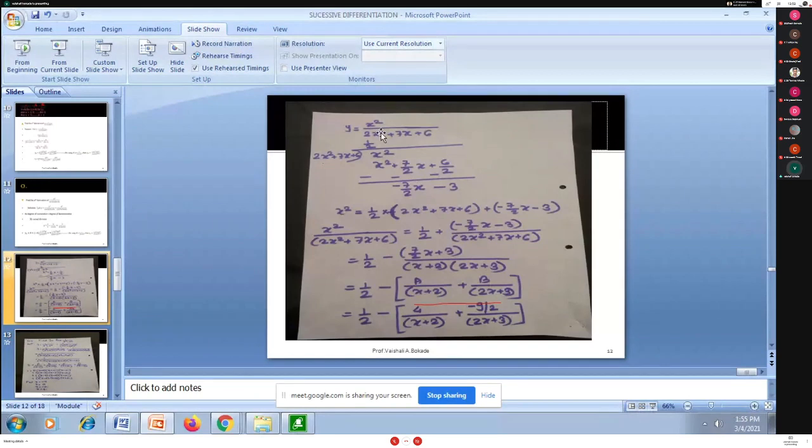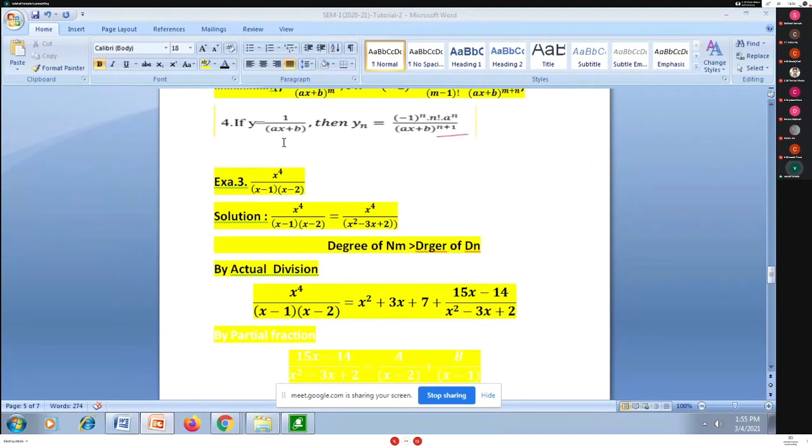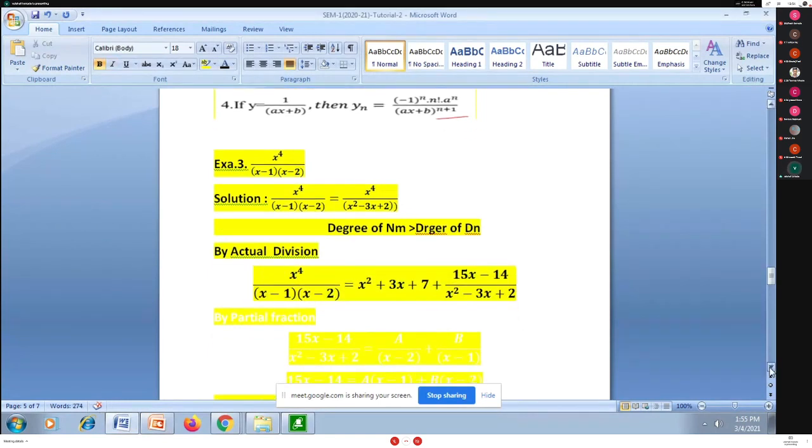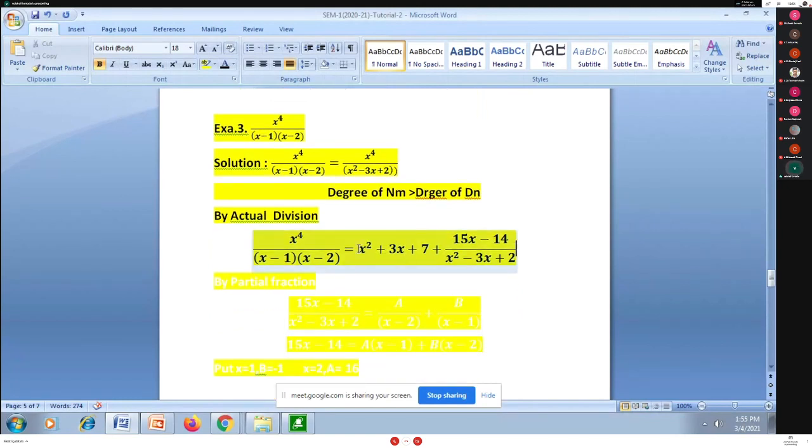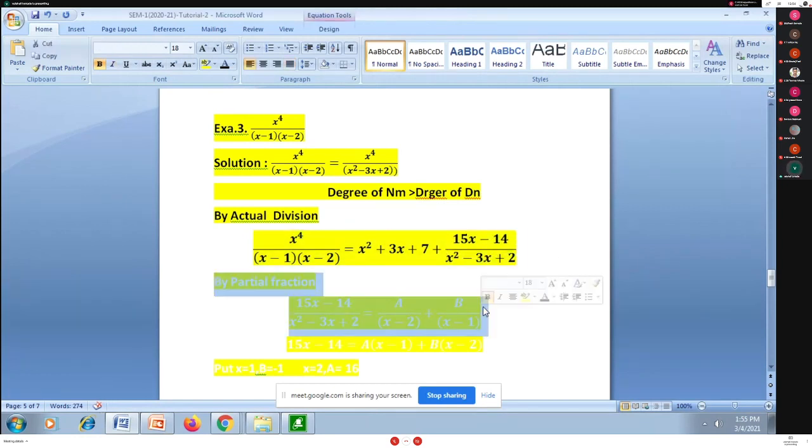So whatever I did previously in PPT mode, I did here in the similar manner again for this example. For this example, again you will proceed by dividing the polynomial x raised to 4 by this quadratic polynomial x square minus 3x plus 2, and after that only you can get this term there. Now in this term you are getting a polynomial in place of the constant: x square plus 3x plus 7. And for the second term, you can observe the degree of numerator is 1 and the degree of denominator is 2. So for this second term you can proceed for partial fraction.